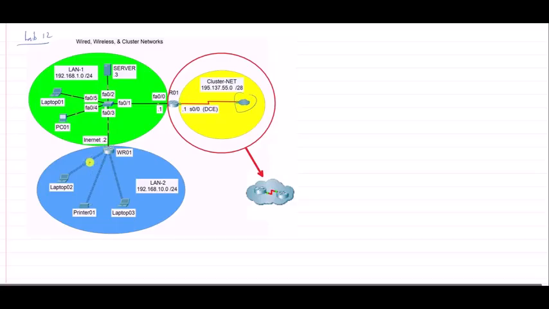And then we have LAN 2 right below that, the blue area, which is 192.168.10.0/24, and is wireless. Shortly I'm going to explain in lab 12 how you're going to set up all of this to work. I just want to show you an example of a wired and wireless network.